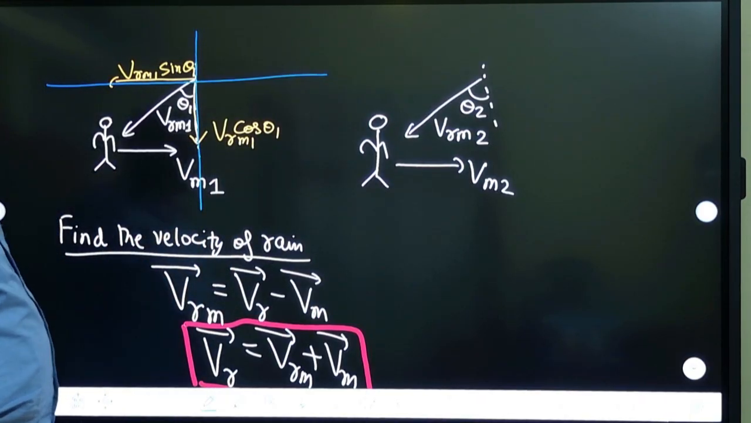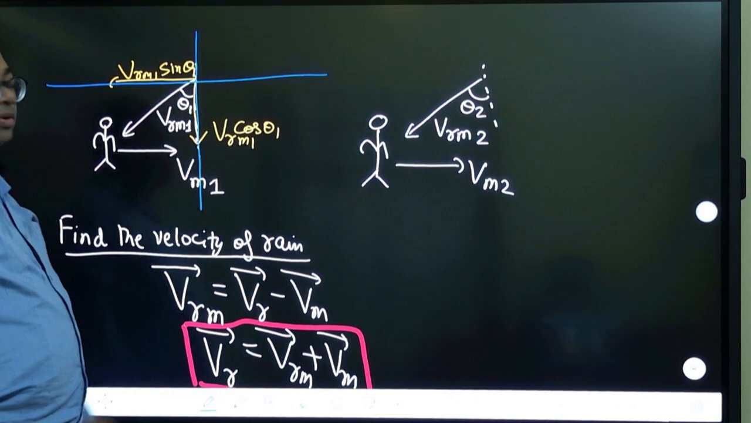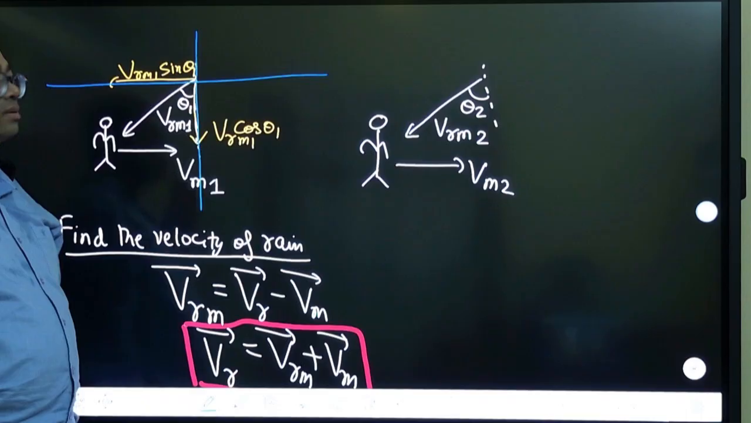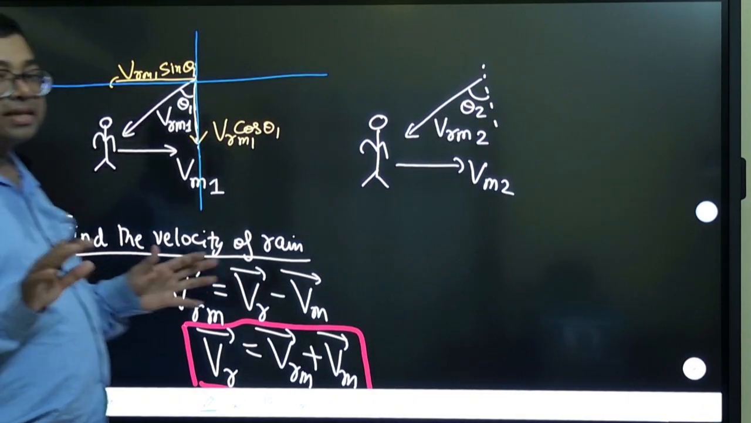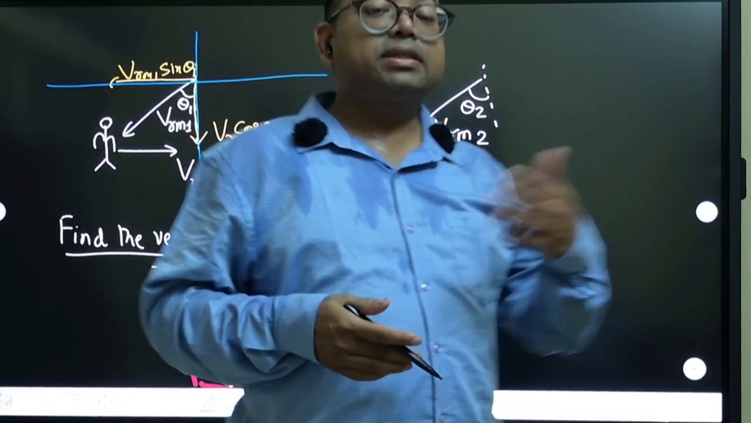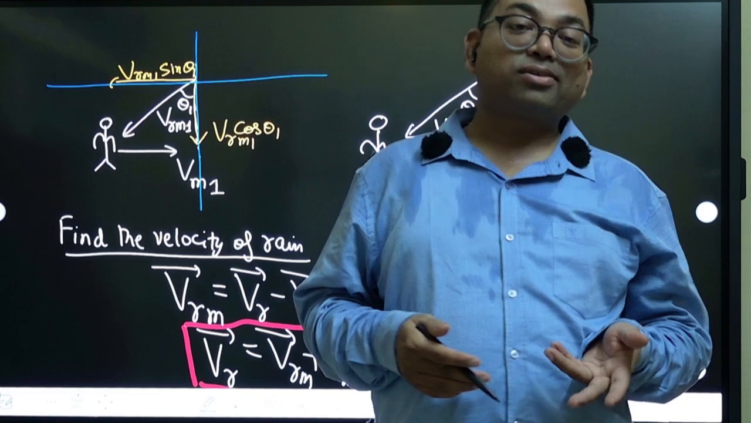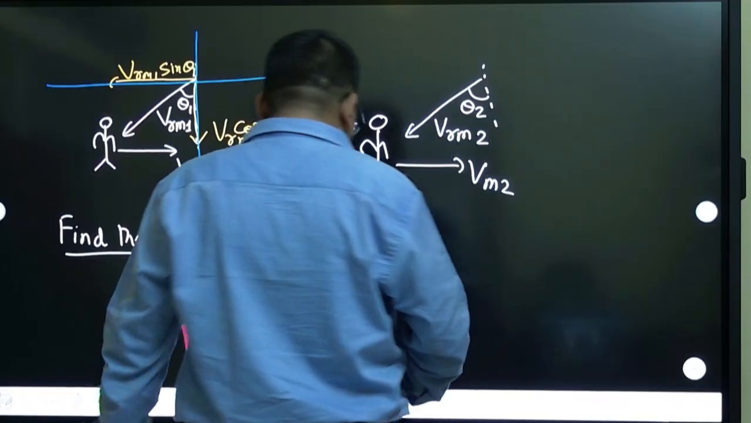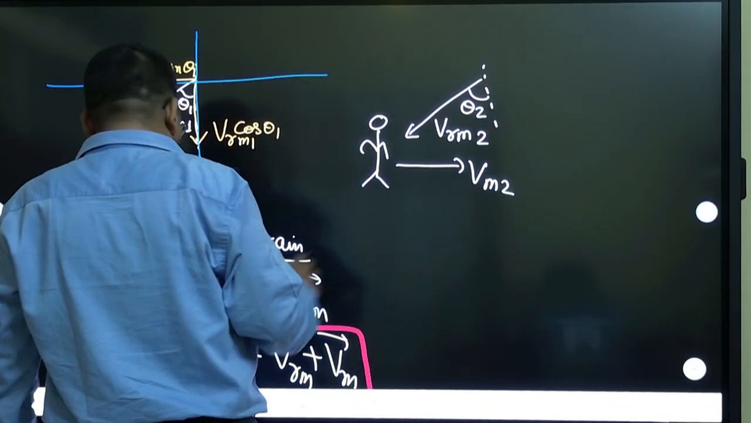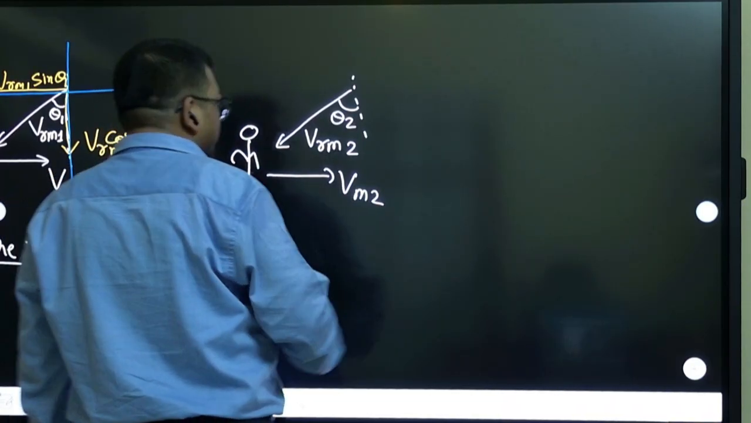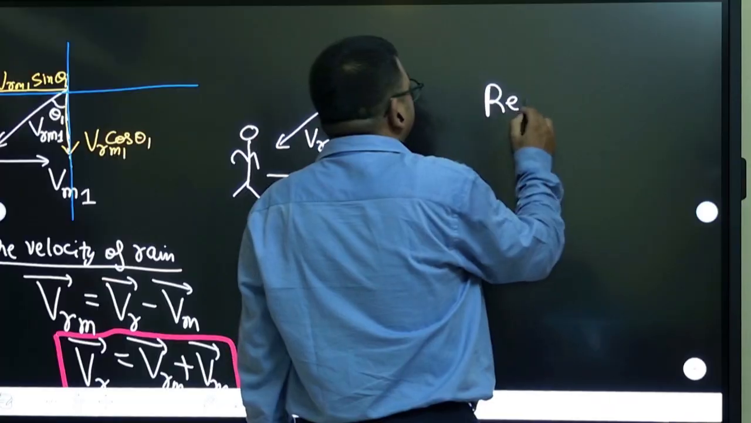There is nothing like x axis, y axis always. I think you may be confused about which side I should write cos theta and which side sin theta, right? This confusion you have to first clear. This is called resolution of vectors.